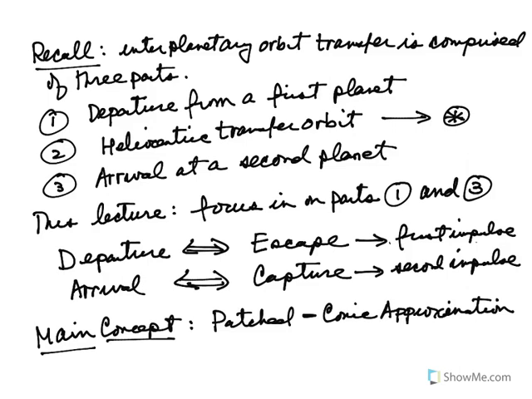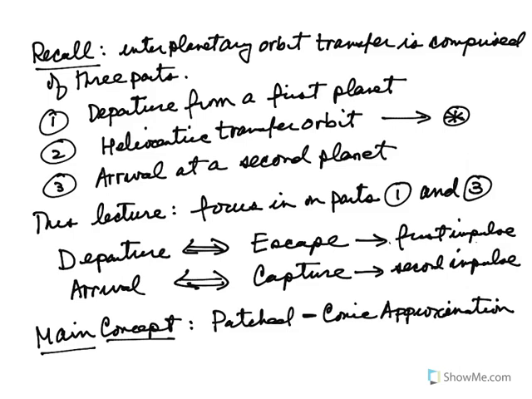And an escape means we have to be on a hyperbolic trajectory. When we get captured, we're coming in on a hyperbolic trajectory, but then we're going to apply an impulse which is going to place us into an orbit about the second planet. So these are the three ideas that we put together.